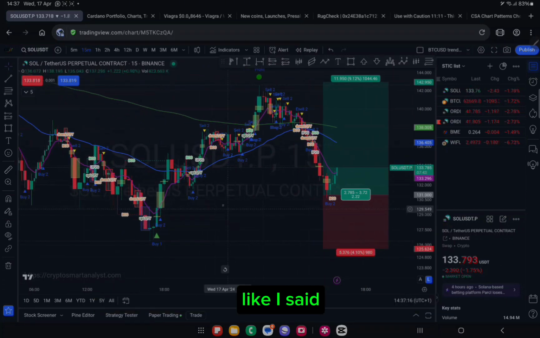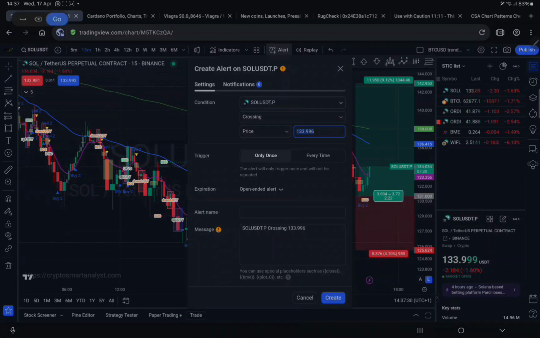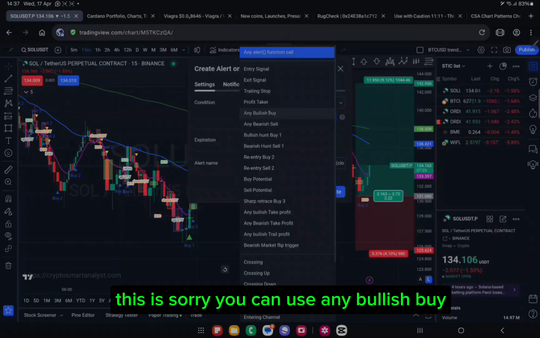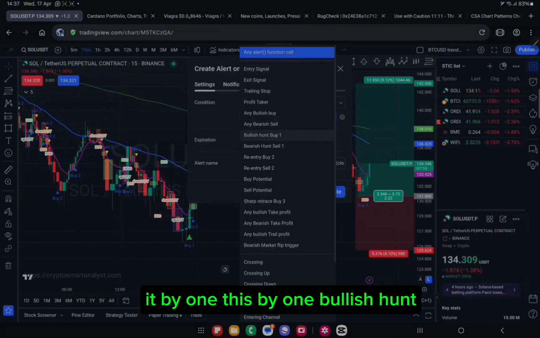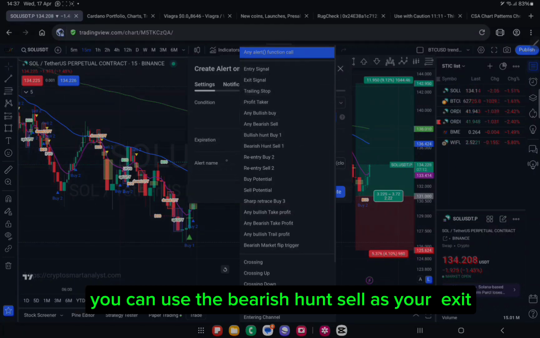So, like I said, for scalp traders, for day traders, you can use the buy two indicator. You can use the buy two alert. But if you're doing long term, let's say you want to trade for a higher time frame, then use the buy one, and that is what the buy one alert is. The any bullish buy, that is this one. You can use the any bullish buy, or you can use the bullish buy one. Then if you want to take profit or you want to short, you can use the bearish sell one as your exit.